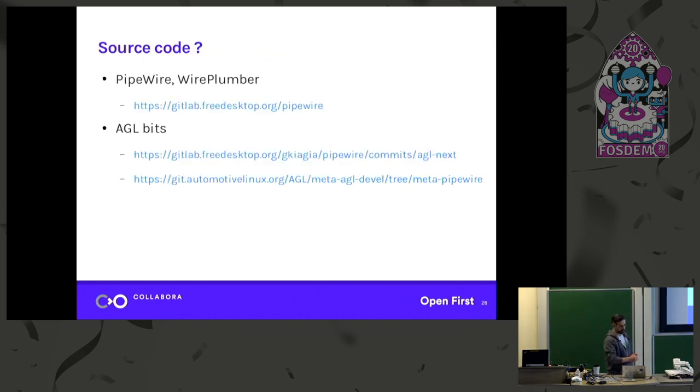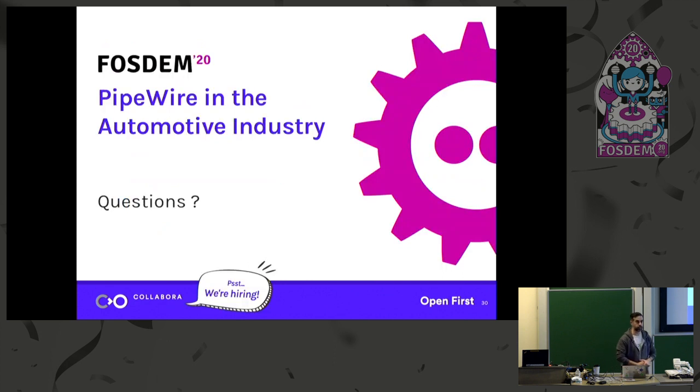The source code is all on GitLab, freedesktop.org/PipeWire. You can find both PipeWire and WirePlumber in there. You can make a merge request there. You can file issues there. The wiki is there. Everything's there. And on the AGL front, I maintain a branch of PipeWire with the AGL-specific commits that I had to make, although I'm constantly pushing them upstream, so as soon as they are merged upstream, I remove them from the branch and I rebase. And then there is this meta PipeWire Yocto layer. AGL is based on Yocto, so these are the recipes to build PipeWire and WirePlumber inside AGL. Thank you very much. Any questions?